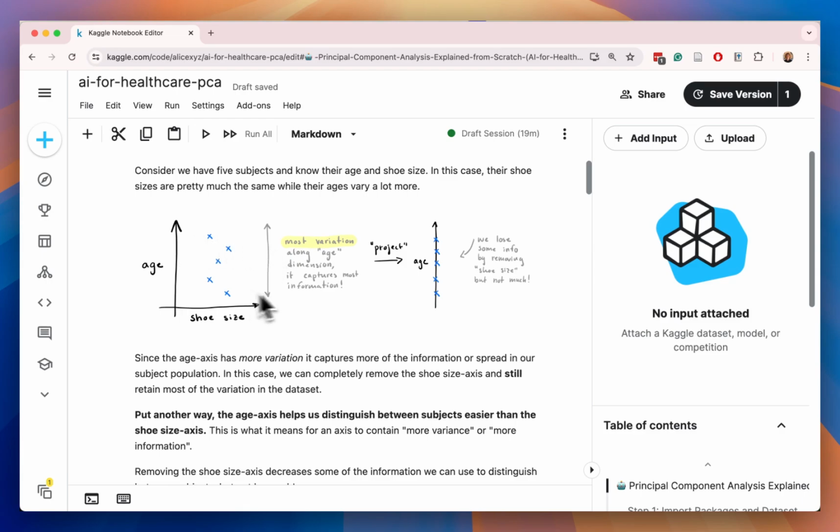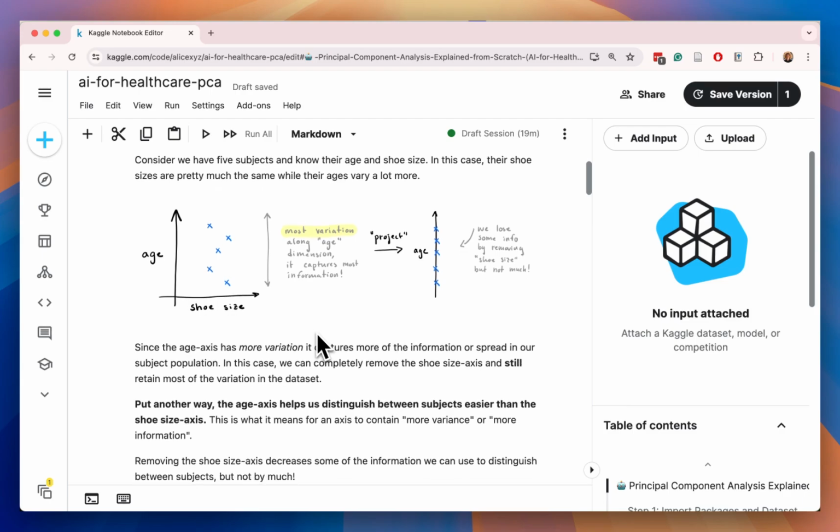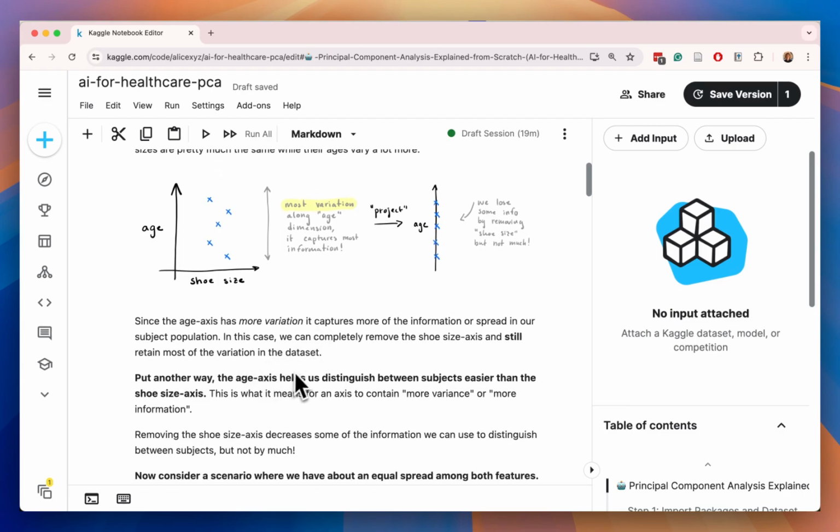In this case, we can completely remove the shoe size axis and still retain most of the variation in the dataset. Put another way, the age axis helps us distinguish between subjects easier than the shoe size axis. It helps us determine which of these patients or subjects are related to one of these ages. We can completely remove the shoe size axis and still have pretty high confidence.